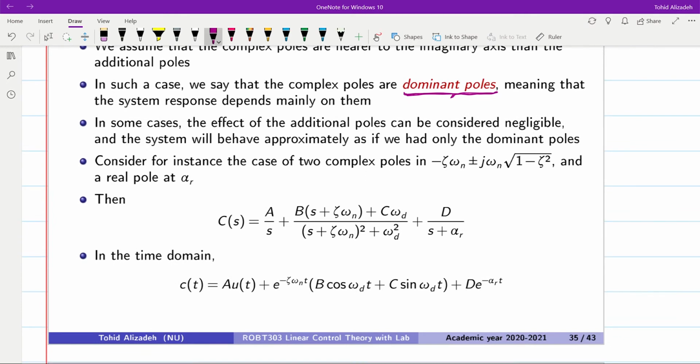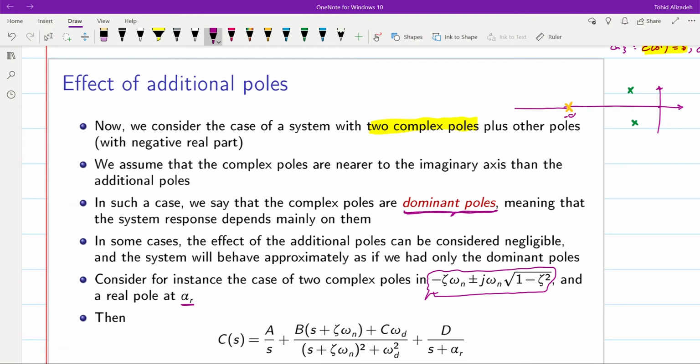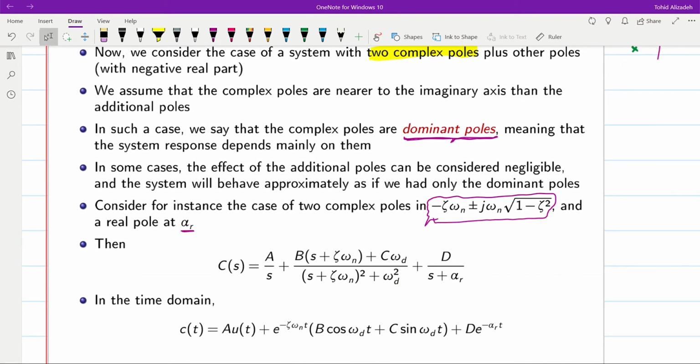If we assume that the two complex poles that we have are located at minus zeta omega n plus minus j omega n times the square root of 1 minus zeta squared, and then the additional pole that we add is located at minus alpha r, over here, and minus zeta omega n for the real part of the complex poles, then we can write down the response of the system, the step response of the system in the S domain in this form.